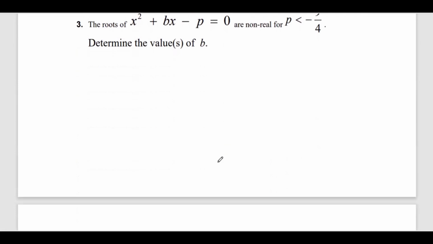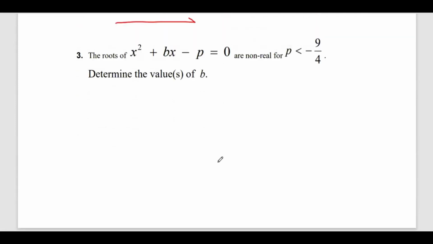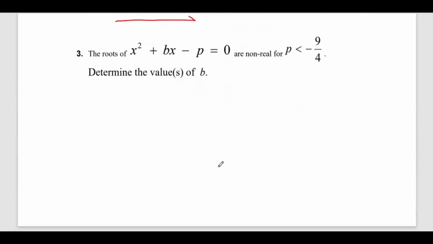All right, then question number 3. The roots of x squared plus bx minus p equals 0 are non-real. They'll only be non-real under the condition where p is less than negative 9 over 4. Can we determine the values of b?